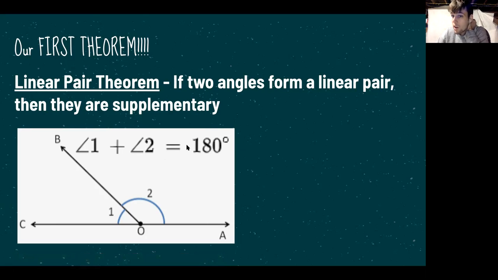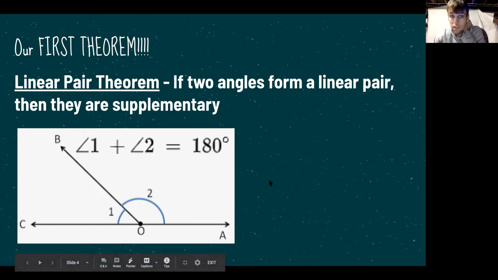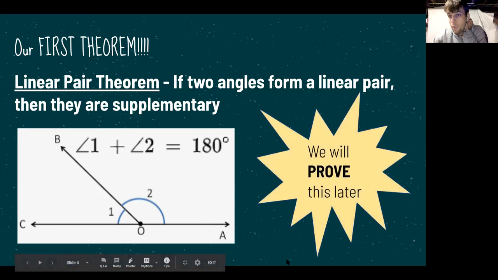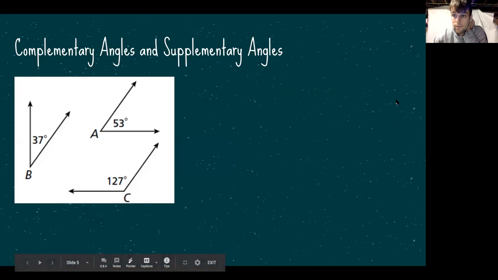Supplementary is not really something we've gone over yet, but what we're saying is when we have a linear pair, the 2 angles have to add together to be 180 degrees. We'll actually prove this later on.